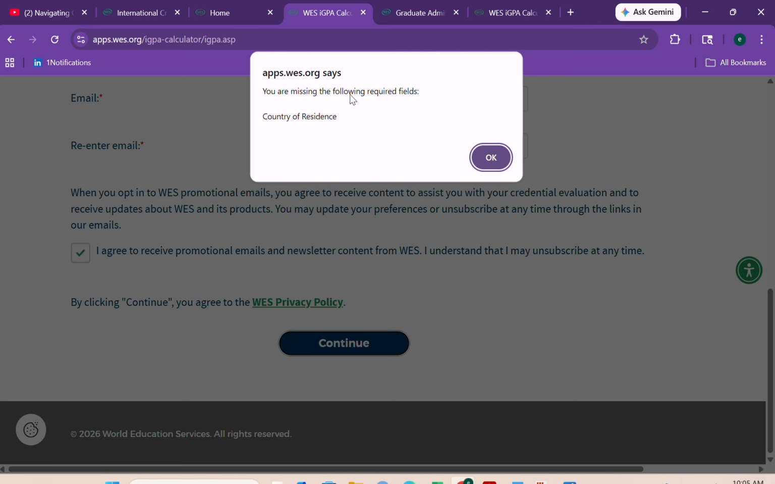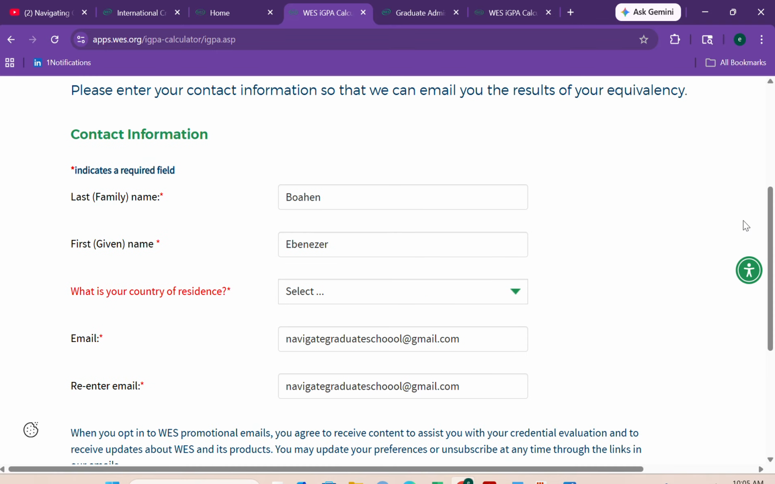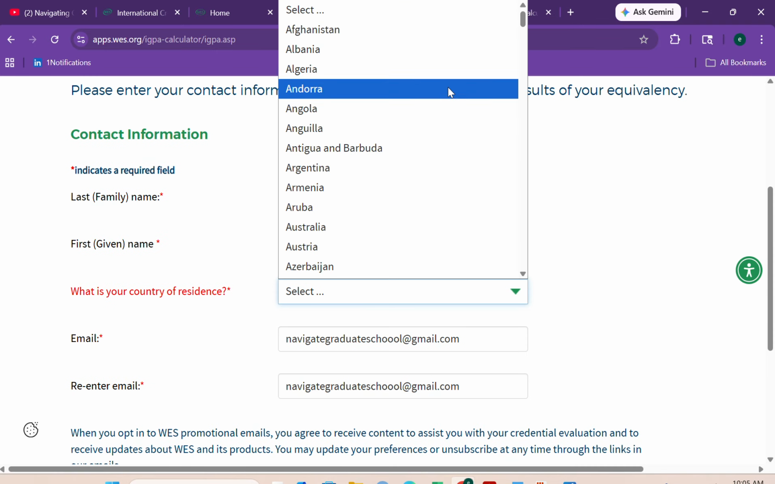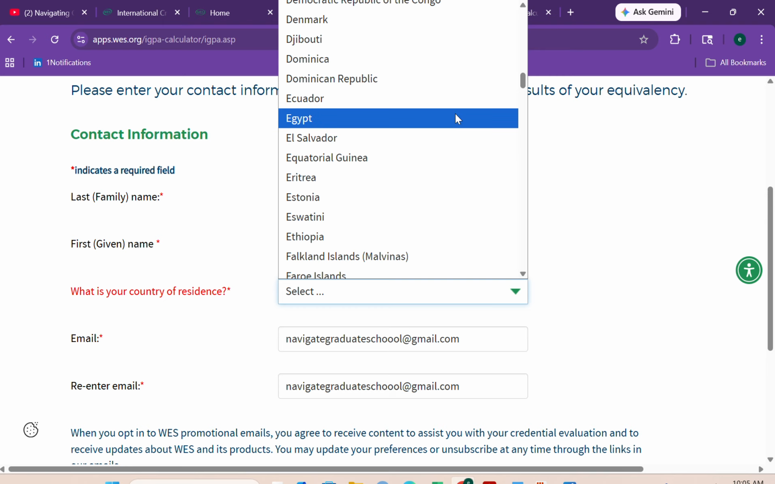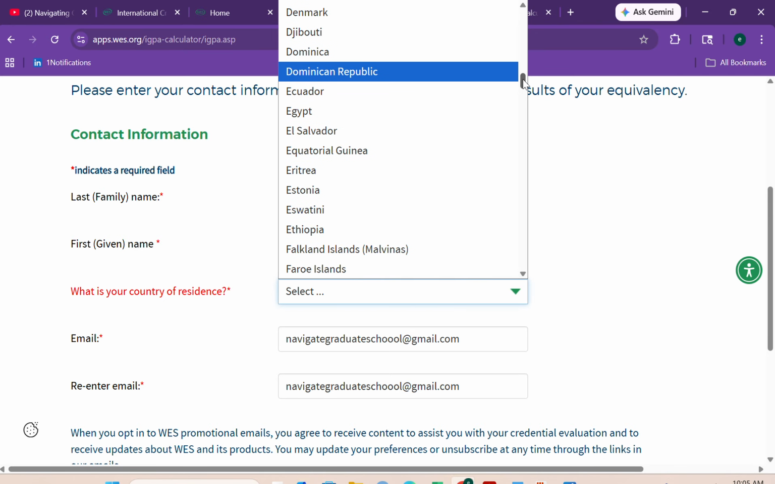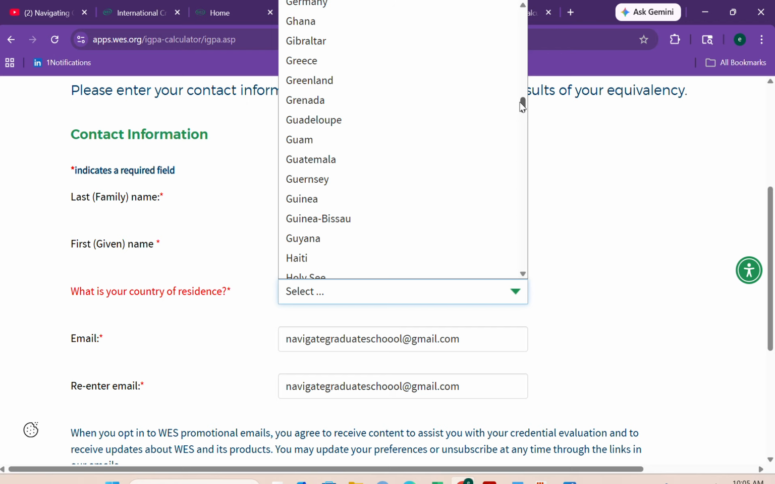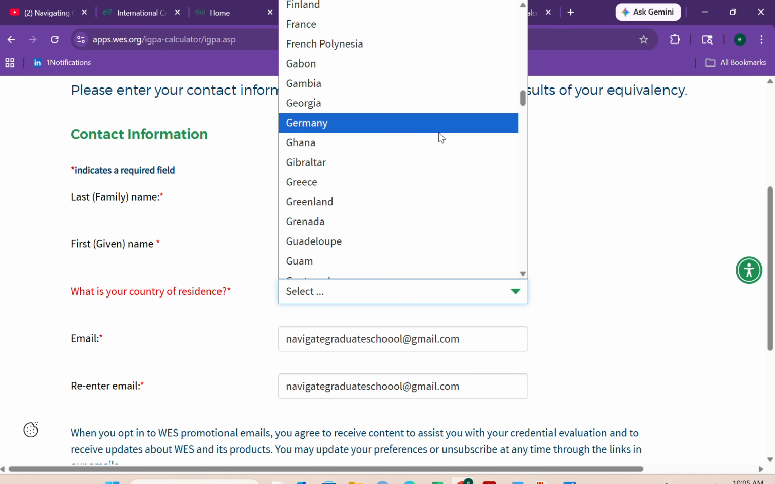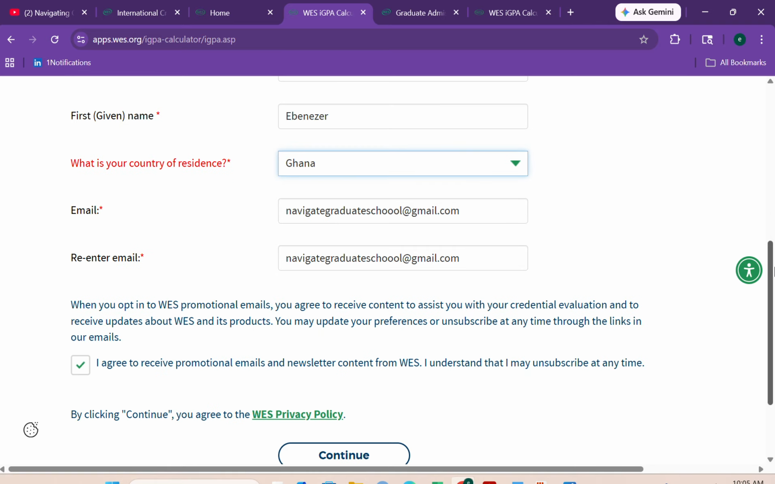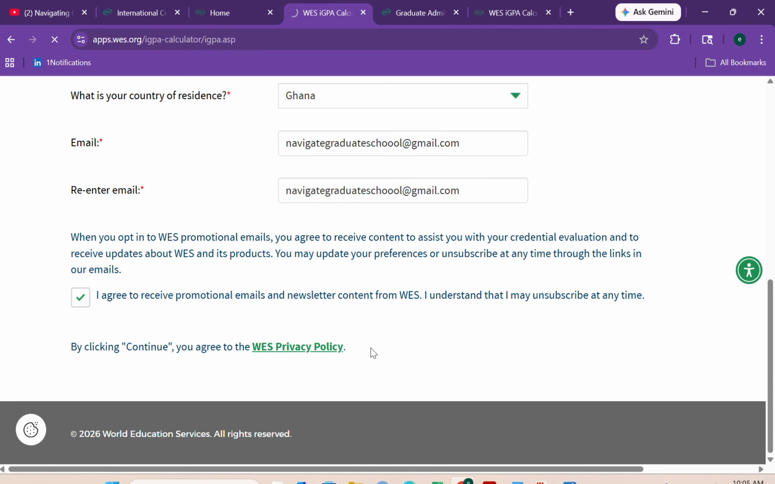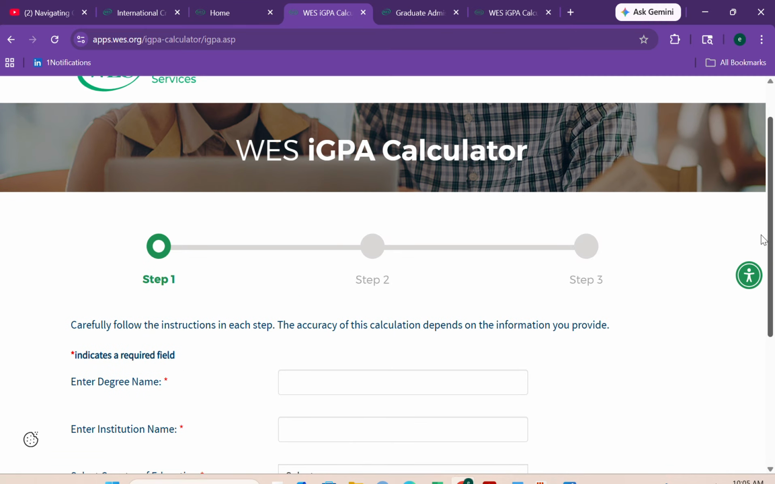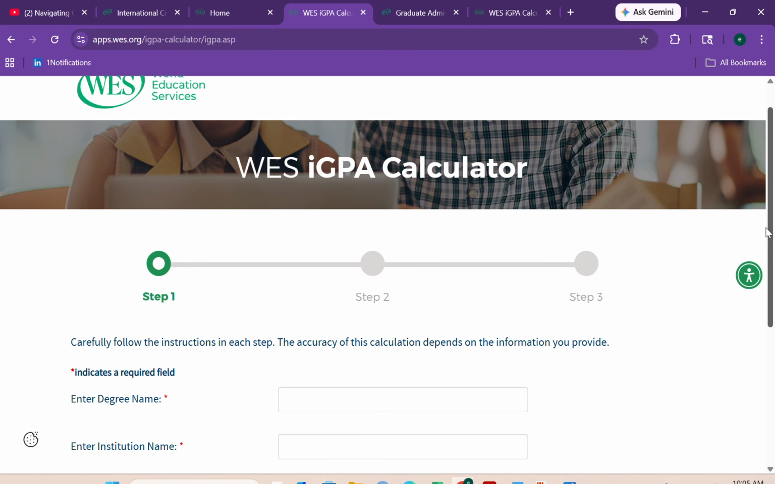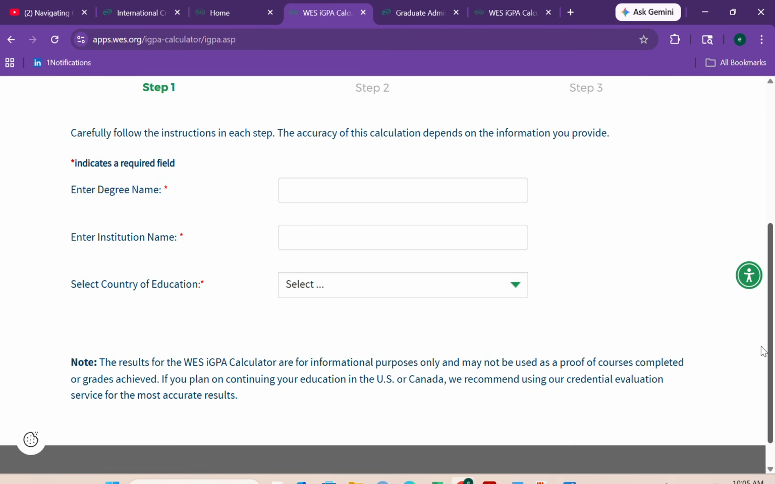It says you are missing the following field: country of residence. So I just have to enter my country of residence here. Let's say I'm from Ghana, or you can choose any country, your country. Just enter your country here. I'm from Ghana, I'll click on it. Now continue. Okay, so there are 3 basic steps here if you want to evaluate your transcript for free.